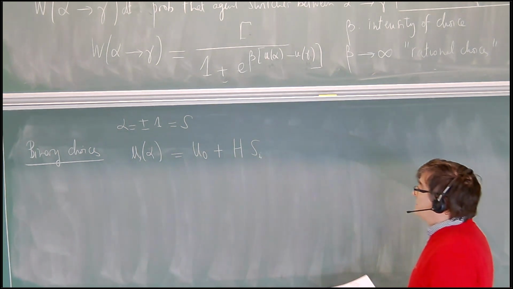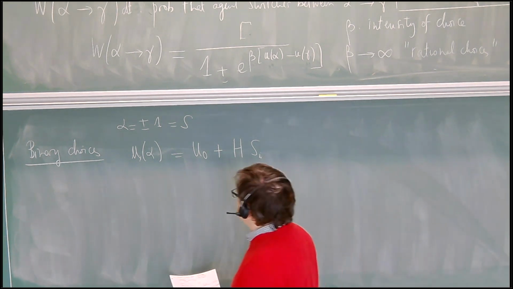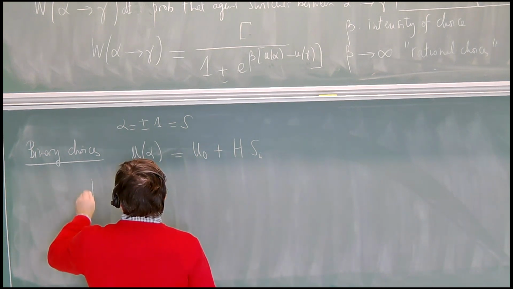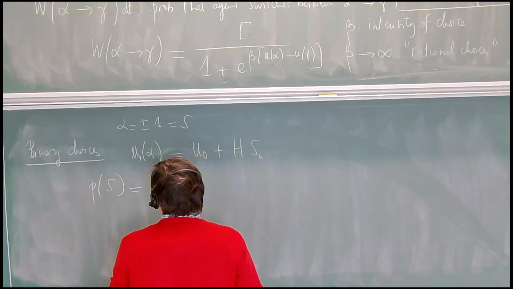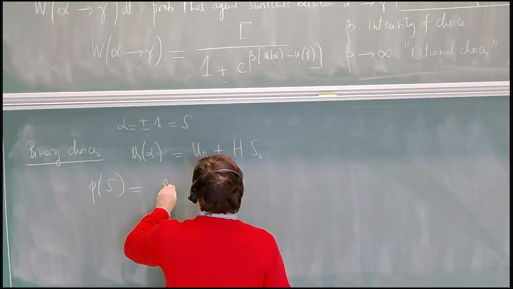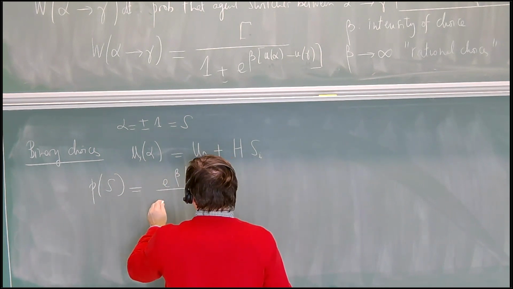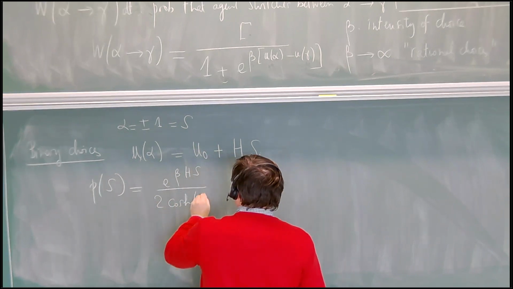Okay. So this is the case where you have a single agent and no interaction between agents. And so this is not super interesting because in particular, the probability of S is equal to exponential of beta H S divided by 2 hyperbolic cosine of beta H S.